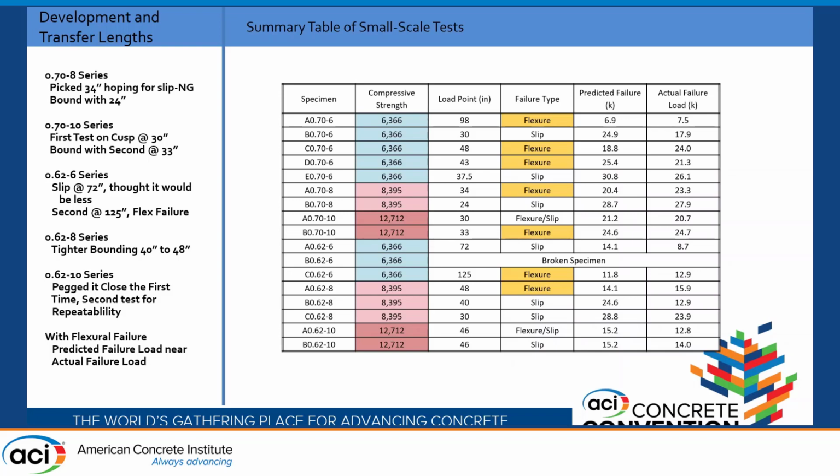Now the 0.62, 6,000 psi specimen, we had some transportation issues, so I'm not real confident in these numbers, but I put them up there because data is what data is, and you have to explain it as well. But on the 8,000, we noticed that for the 0.62, 330 ksi at 8,000, we bounded it between 40 and 48 inches for a development length. And then at 12,712, we got a slip failure.